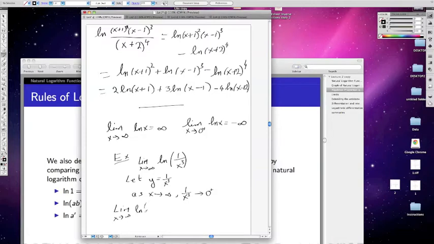So now I can rewrite this limit: the limit as x goes to infinity of ln of 1 over x cubed is equal to the limit as y goes to 0 from the right of ln of y. Now that's exactly the same as the limit up here. It's just got a y instead of an x, so that's negative infinity.